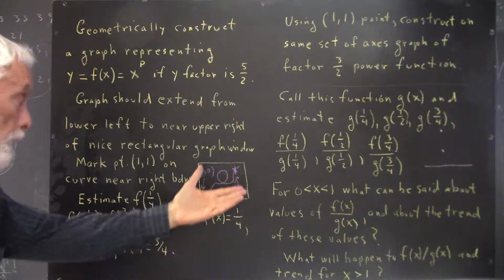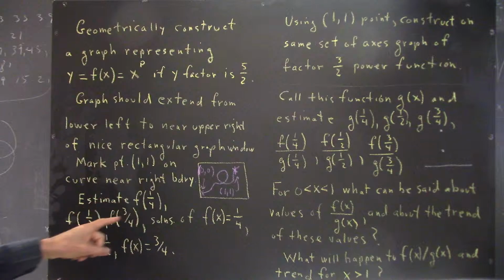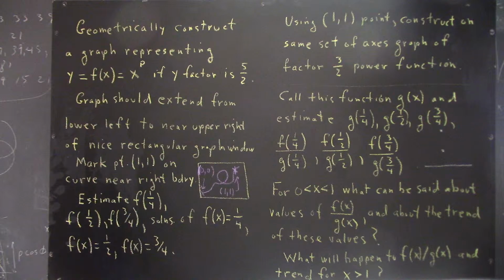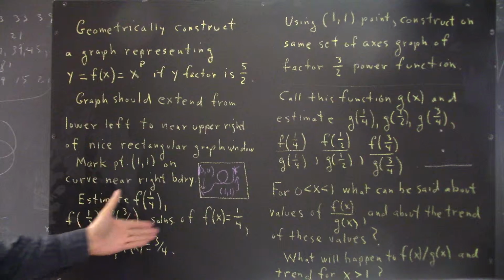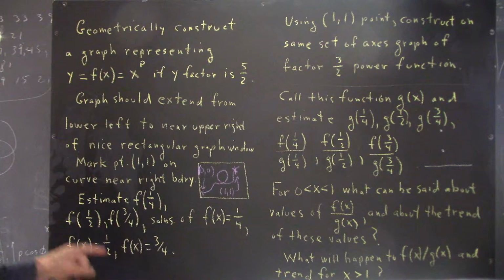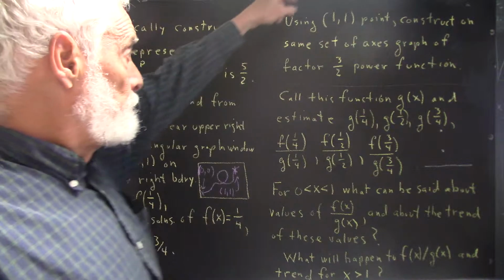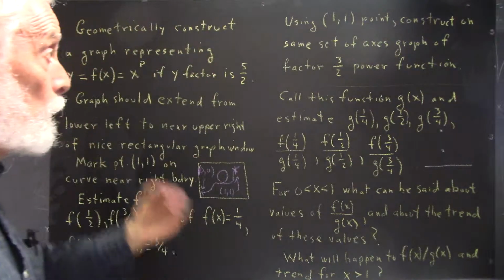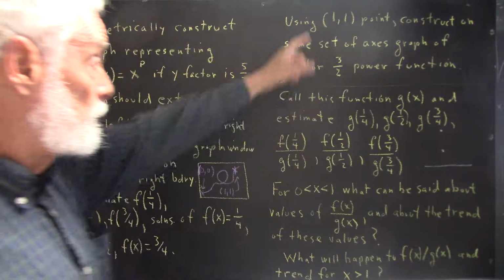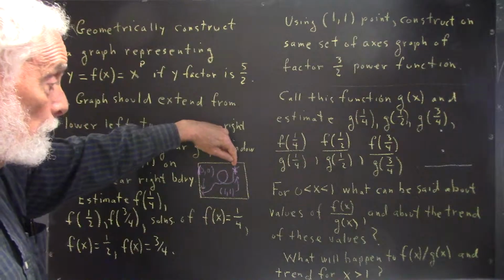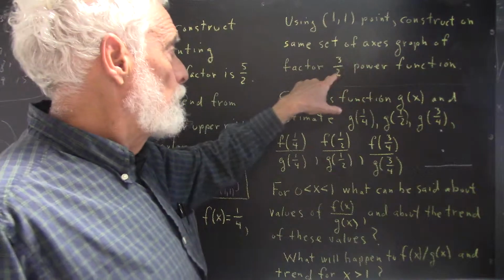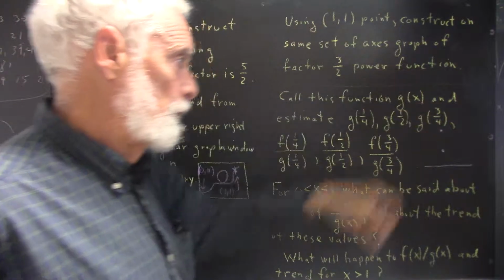Then, having constructed the graph, we estimate f of 1/4, f of 1/2, f of 3/4, and solutions of the equations f of x equals 1/4, f of x equals 1/2, f of x equals 3/4. If you don't know what all that means, you might want to look at the longer versions of some of the earlier videos. Okay, then using the 1, 1 point on the same set of axes, the same point you marked here, construct the graph of the factor 3 halves power function.